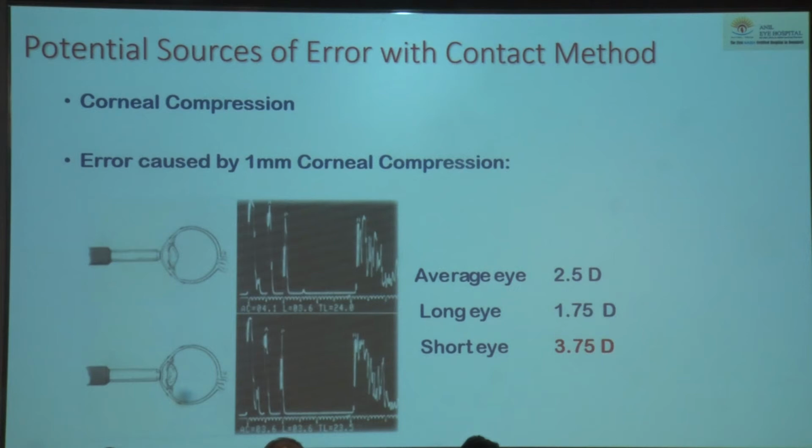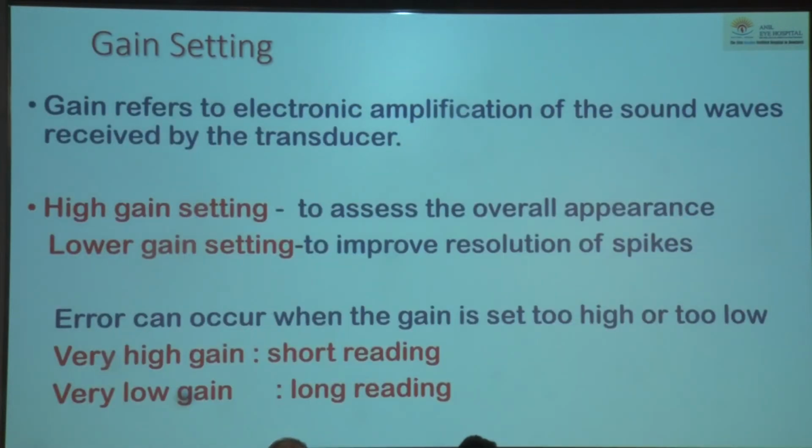One of the biggest problems is the error which is caused by corneal compression. So friends, even if it's just a 1 millimeter error, the shorter the eye, the greater would be the error. For example, a 1 millimeter error can cause a 3.75 diopter problem in a short eye. So this is absolutely unacceptable.